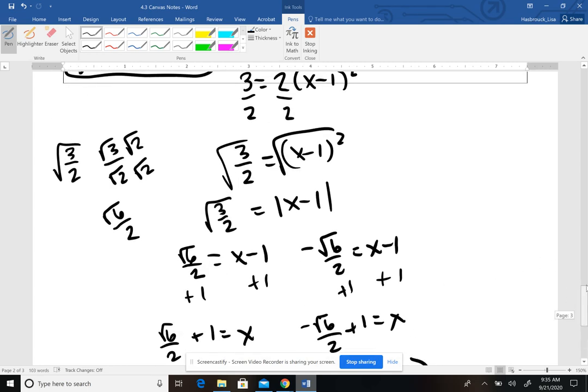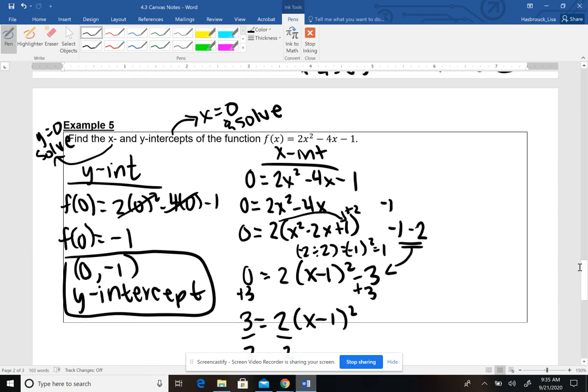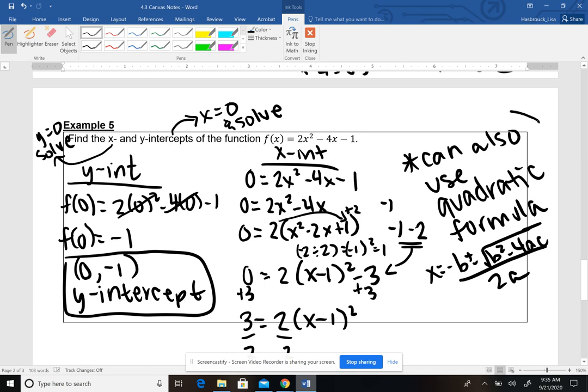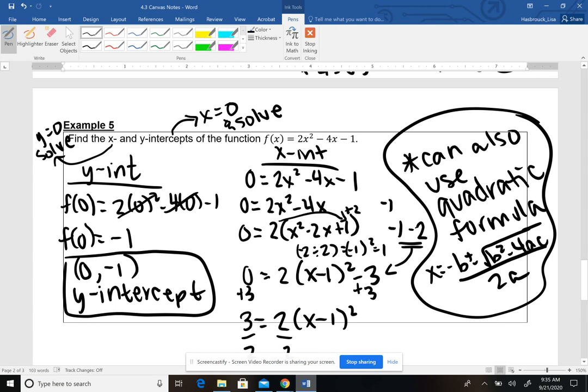Keep in mind, completing the square is not the only way to do this. You could have also used the quadratic formula, which is x equals negative b plus or minus the square root of b squared minus 4 times a times c, all of this over 2a. So that could have been a choice. I just wanted to practice completing the square with you guys. I feel like it's important to practice that when we get the opportunity. But if the quadratic formula is easier for you, that is also a choice.